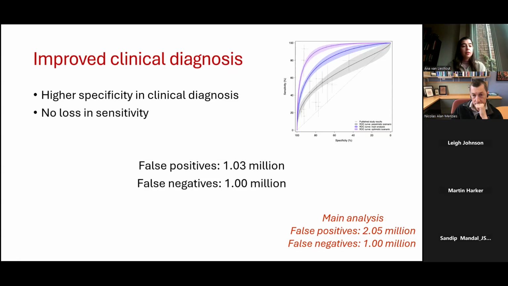Then we considered the scenario where we are assuming that there's improved clinical diagnosis. So then we have a higher specificity, but this will not come at a loss of sensitivity. As I said before, this might be because there's more chest radiography available to clinicians. And then, as expected, the false negative number remains the same at 1 million. But the false positive number actually decreases quite a lot to 1 million.